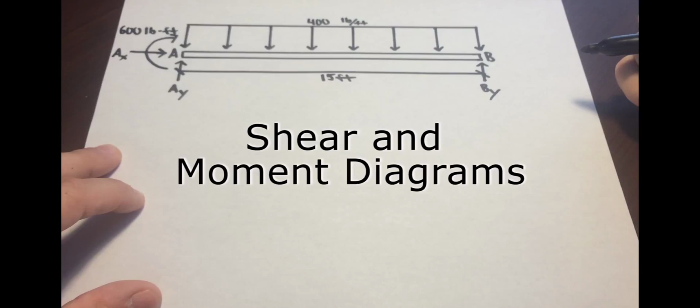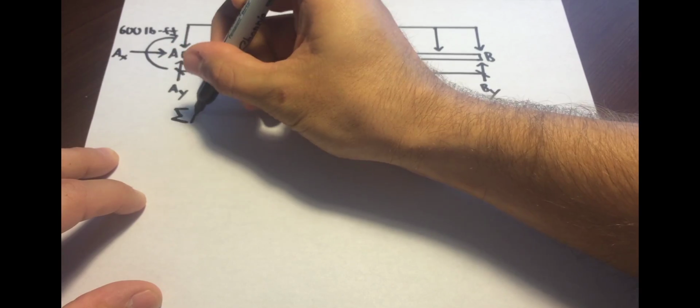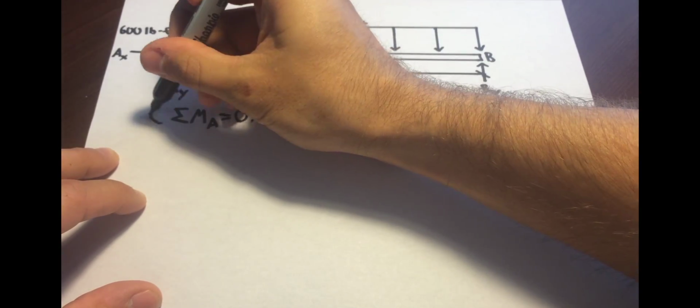This video explained how to draw shear and moment diagrams for a simply supported beam with a moment and distributed load acting on it. Before we can draw the diagrams, we must solve for the resultant forces.